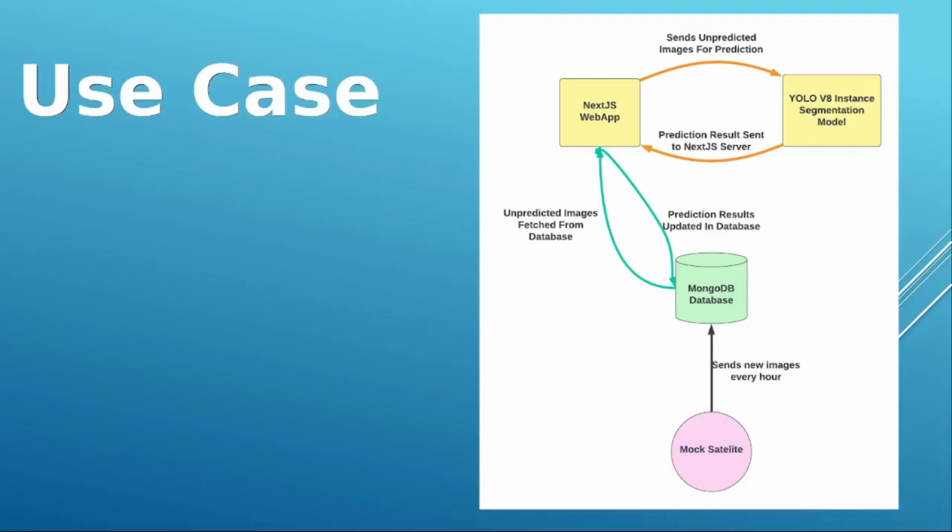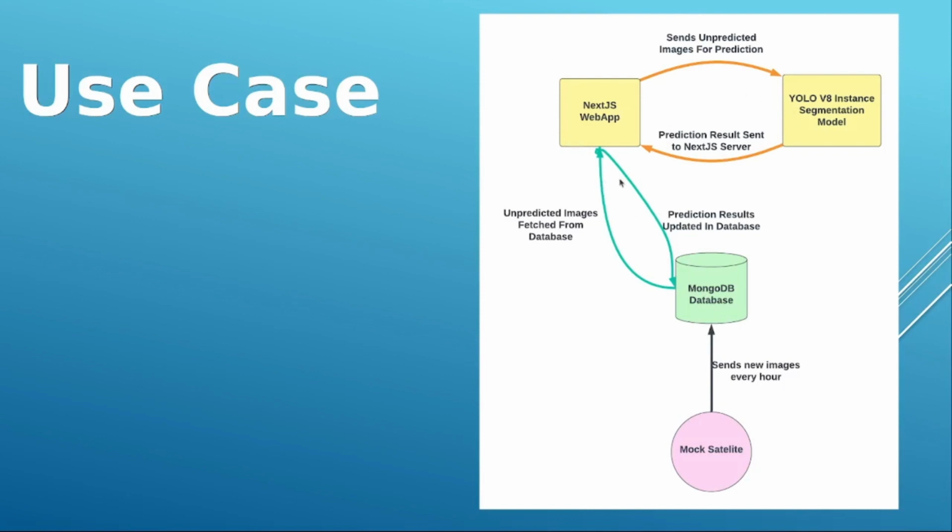Now let us look into the real world application of our model. For this, we created a Next.js web application that will be communicating with our segmentation model. We also created a mock satellite that will be sending the images of a particular region each and every hour. Those images are stored in the MongoDB database. Our Next.js web application will take these unpredicted images from the database and send them into the model for prediction.